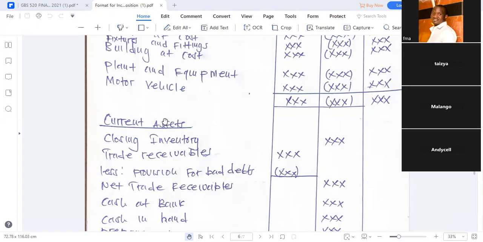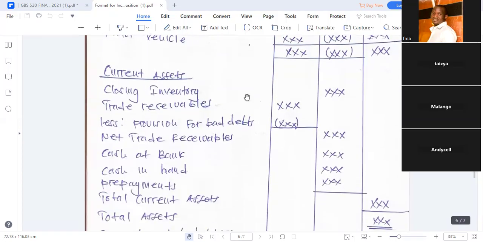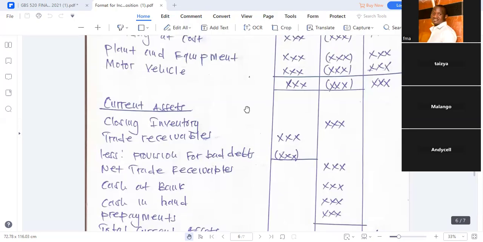The current assets that we have: closing inventory, trade receivables. So we start with our assets. So we can start with the closing stock, and that is the figure here. Then trade receivables are debtors. So if you have debtors, it's supposed to be a certain amount, but if there are any provisions or bad debts, you reduce it.